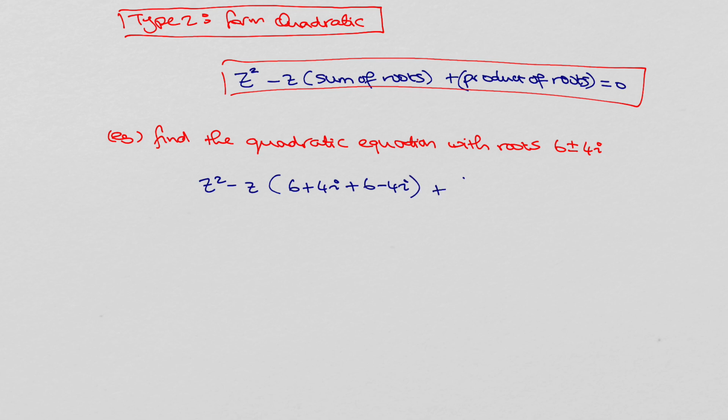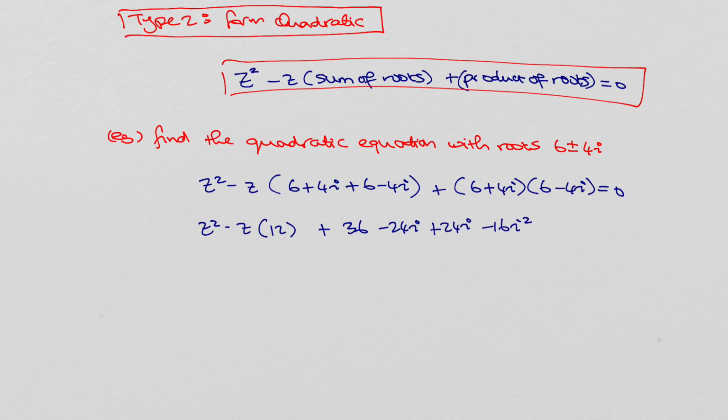And then I'm going to multiply my roots. So 6 plus 4i times 6 minus 4i. So if I simplify what's in the brackets, I have 6 and 6 is 12, and 4i minus 4i is 0. And then multiplying out my brackets, I have 6 by 6 is 36. 6 times minus 4i is minus 24i, 4i by 6 is plus 24i, and 4i by minus 4i is minus 16i squared.